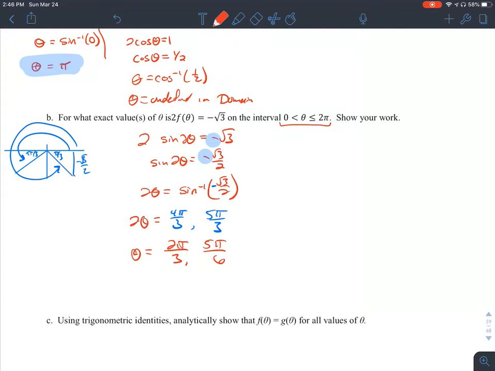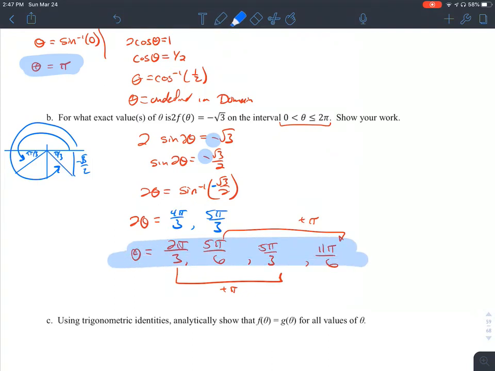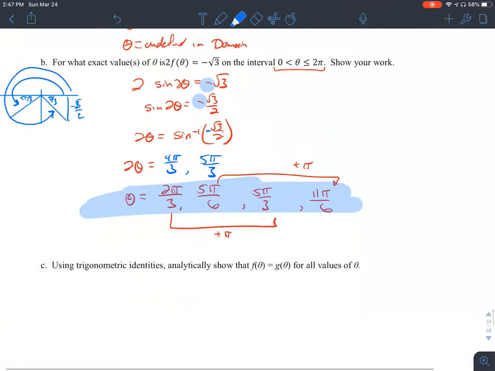Then we need to add pi to each of these answers to find the other answers. So 2 pi over 3 plus pi is going to be 5 pi over 3. 5 pi over 6 plus pi is going to be 11 pi over 6. So we get these 4 answers. Lovely.